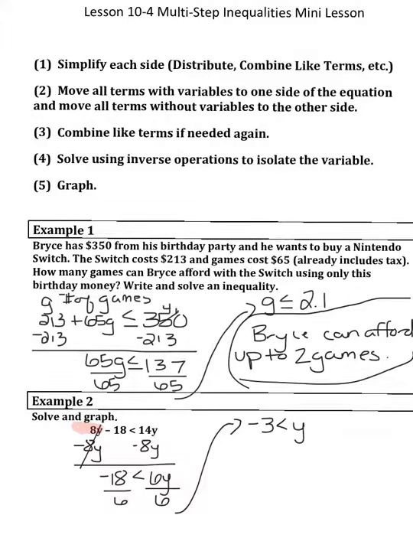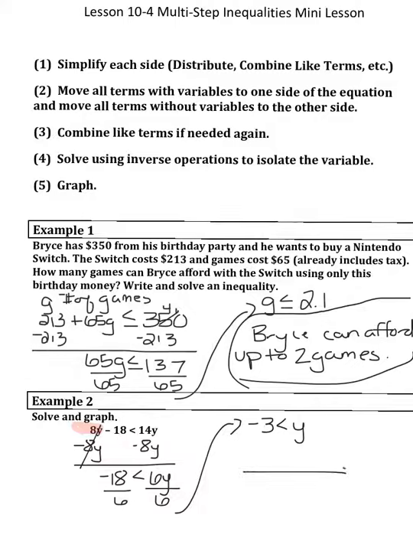Now you can rewrite this and turn it around if it helps you, but I really want you to just read your inequality from the variable. So in this case, I'm going to read this answer from right to left because the y is starting over there. Y is greater than negative 3.